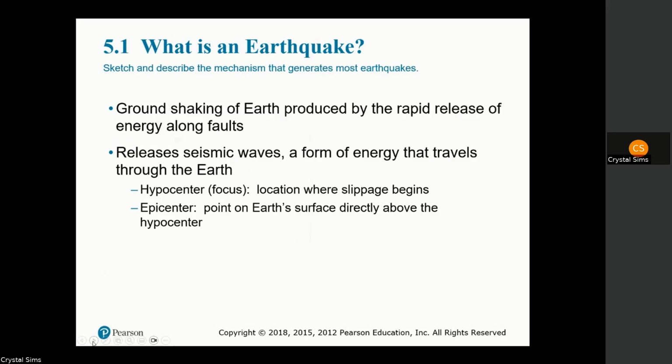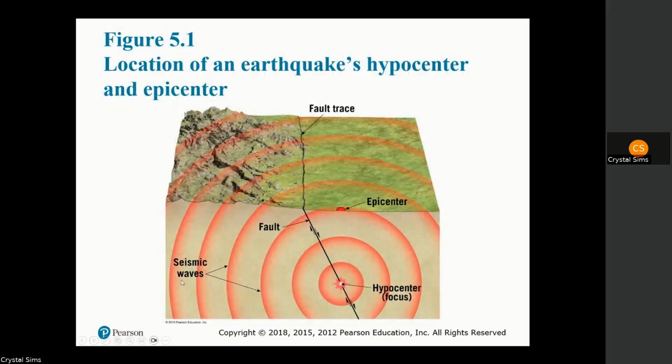Earthquakes tend to occur along pre-existing faults where stresses caused by internal forces within the crust have caused those rocks to either rupture or to break into two or more parts. The location where that slippage begins is called the hypocenter or the focus. And the point on the Earth's surface directly above the hypocenter is called the epicenter.